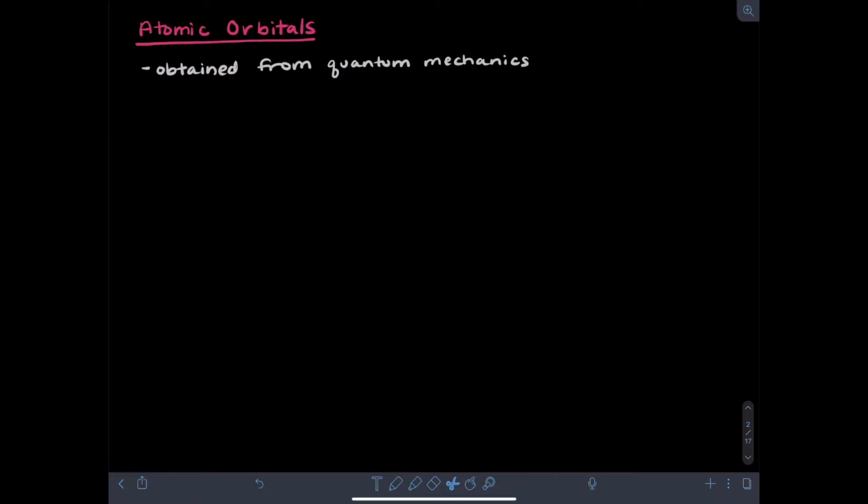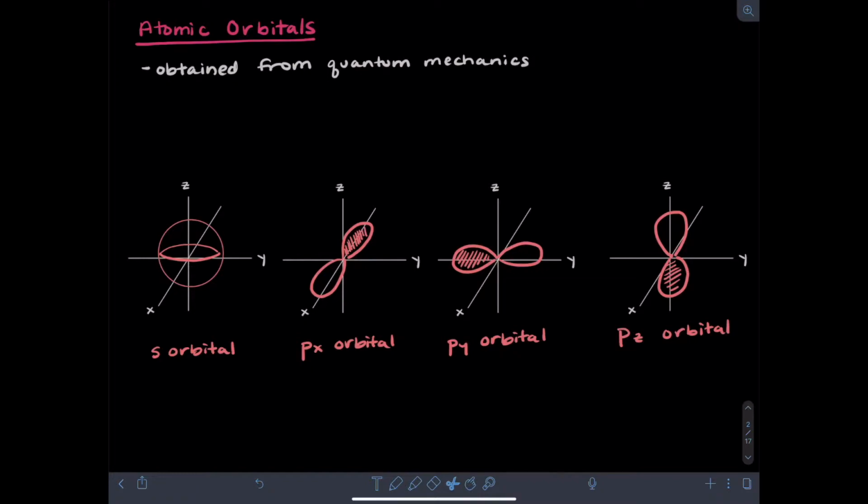So we obtain the shapes and concept of atomic orbitals from quantum mechanics. We will not be getting into the details, but I do want you to know about the s and p orbitals. So s orbitals are spherically symmetric, and we have 3 p orbitals that are degenerate or equal in energy. These are oriented along the x, y, and z axes.